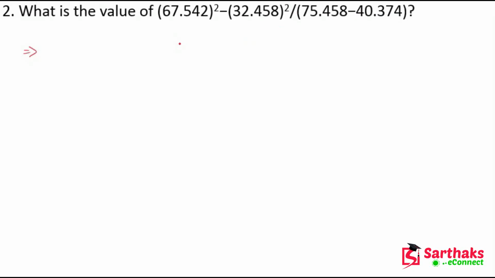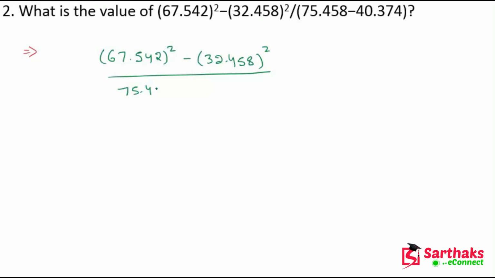So how can we find it? Let's do that. Yes, so here we have 67.542 raised to power 2 minus, we can write it as 32.458 raised to power 2, and it is divided by 75.458 minus 40.374. Okay, if you observe this, it is very complicated to find the square of this number.